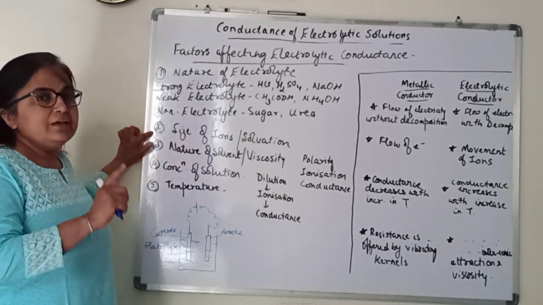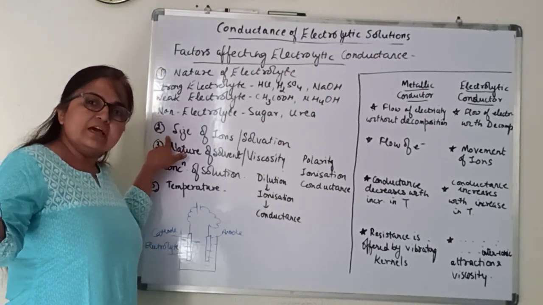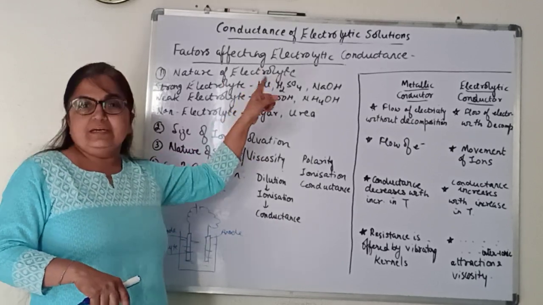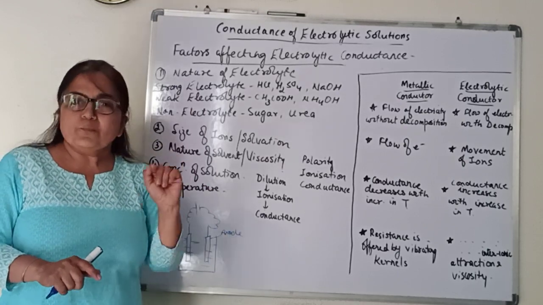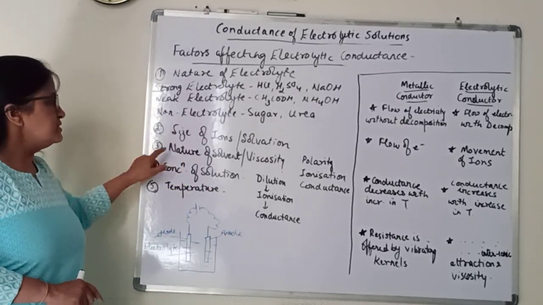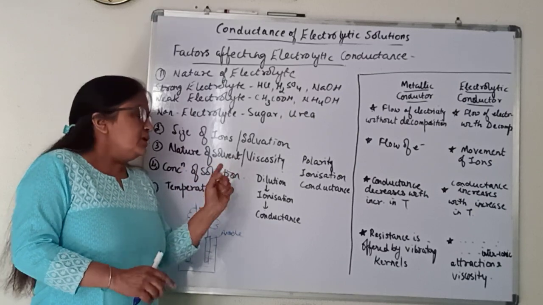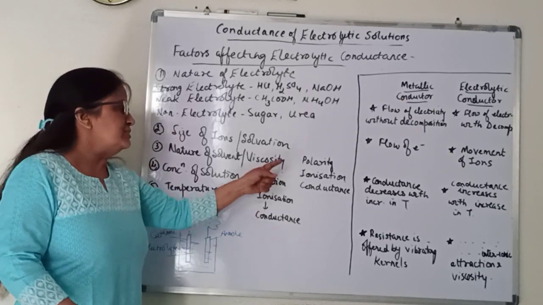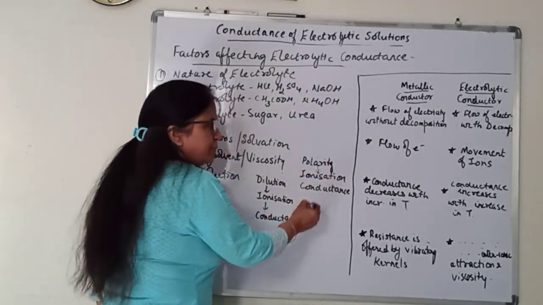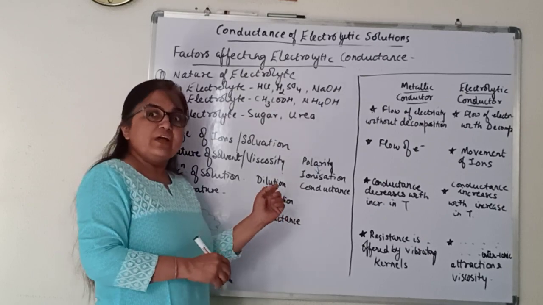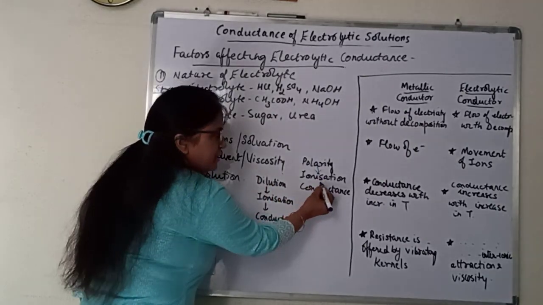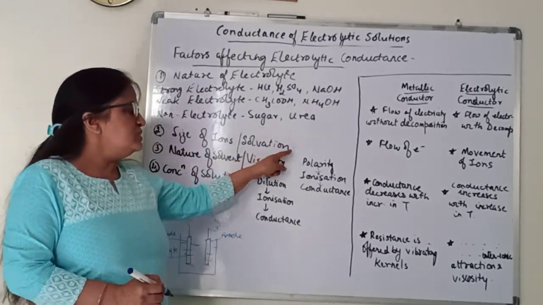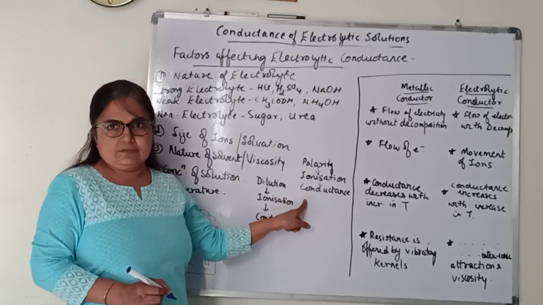I hope you followed it. The second factor says larger the size of ion or greater the solvation, lesser will be the electrolytic conductance because of lesser mobility. Third factor is nature of solvent. Now, there are certain solvents which are polar. If it has more polarity, the ionization will be greater. It will be able to ionize the electrolyte to a greater extent. Greater the ionization, greater will be the conductance. That means polar solvents will have more conductance.